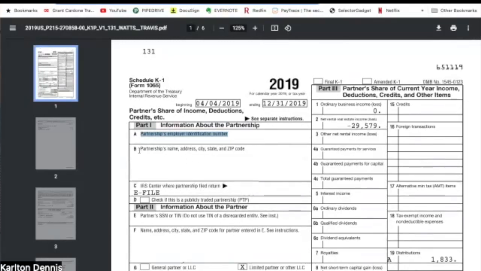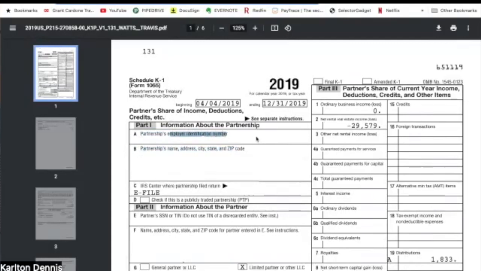So the partnership is going to have its own name. The partnership's going to have its own address, city, state, and zip code that it's associated with. Maybe it's XYZ Real Estate Fund. Well, that XYZ Real Estate Fund should have an address, a city, a state, and a zip code. And it should also have an EIN number identifying that specific partnership so the IRS can track it for taxation purposes.